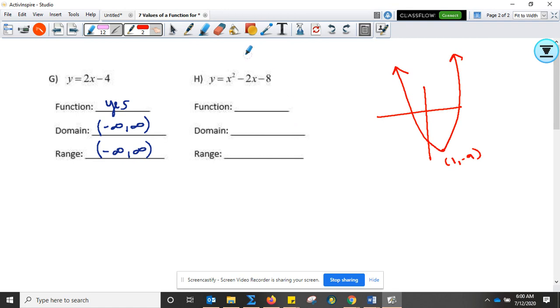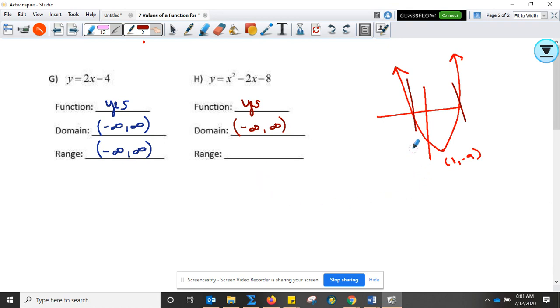So it is a function because my vertical line test only cuts through the graph once. So yes, it's a function. The domain is your x values. Those arrows tell you it keeps on going, so it's going to be negative infinity to infinity.